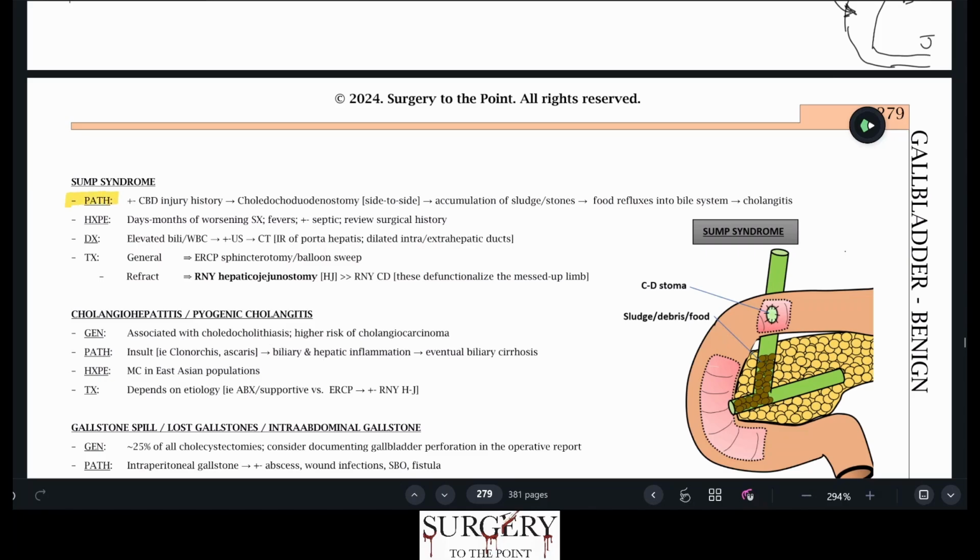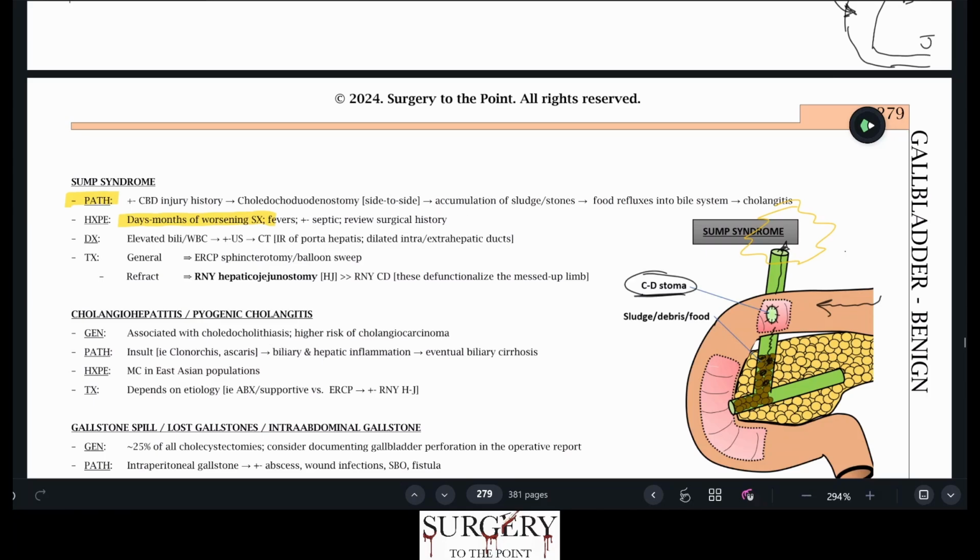So, the pathophysiology of Sump syndrome is when you have a choledochoduodenostomy, a side to side stoma, such as this right here. And what ends up happening is, well, you've got food and everything bypassing this, so you get accumulation of sludge and stones that starts piling up. And then eventually you're getting food refluxing into the biliary system. And then this leads to cholangitis. These people will typically have days to months of worsening symptoms, fevers, often sepsis, and so forth. And what you're going to look for in the surgical history is, oh, they've had a surgery in the past and they had a choledochoduodenostomy.